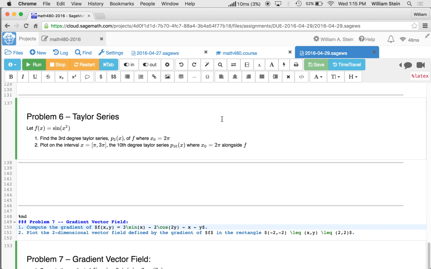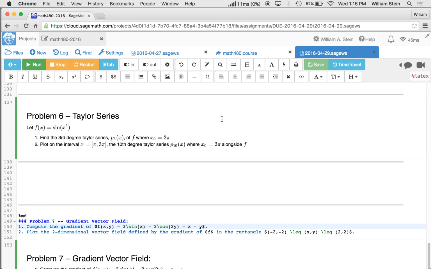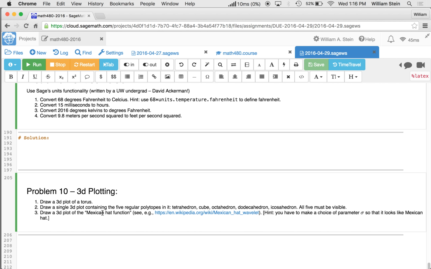Uh-oh. Maybe I'll try it. Okay. Does anybody else have a general question? Yes? For number 10, what is a torus? A torus, in layman's terms, is a donut. So it's like a donut. You take a circle and you rotate it around another circle, and you get a parametric surface.